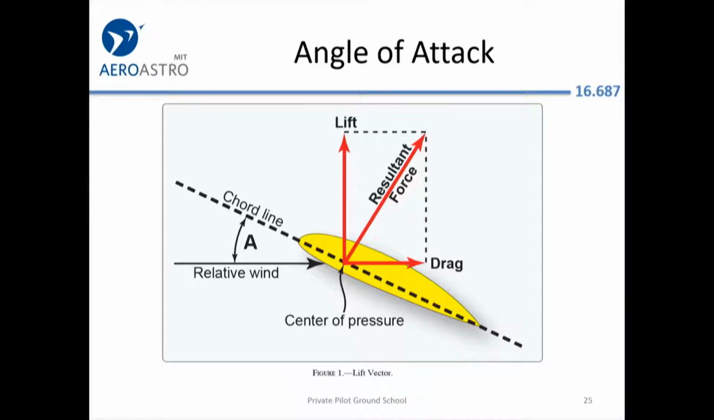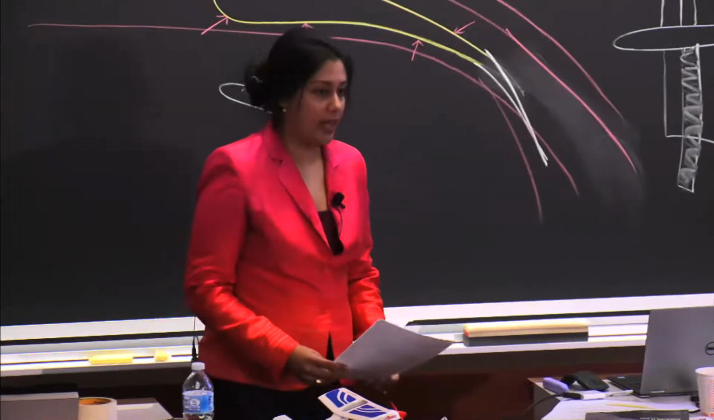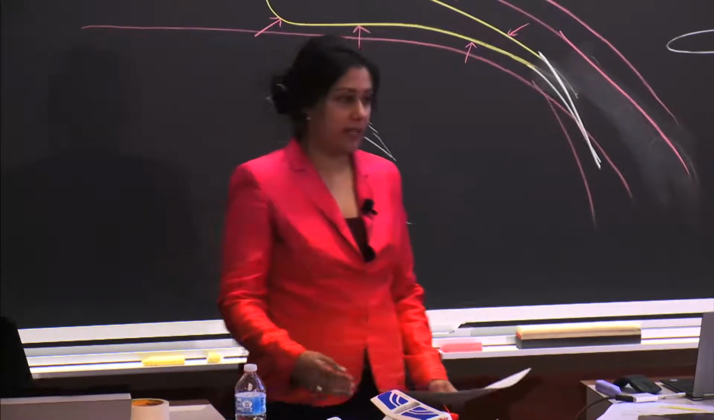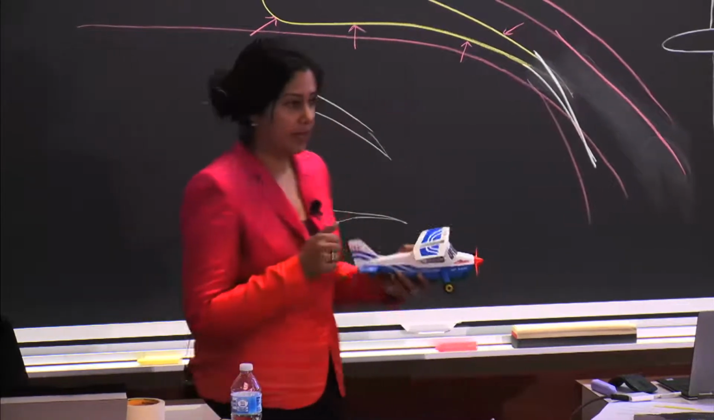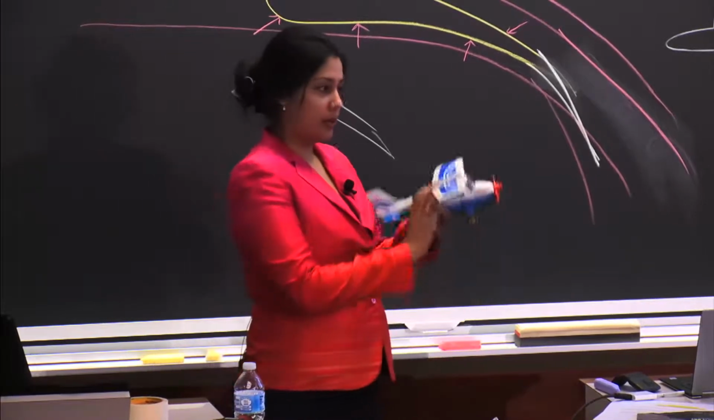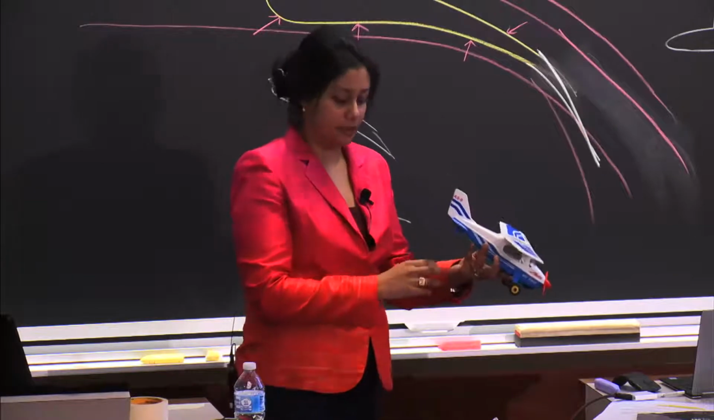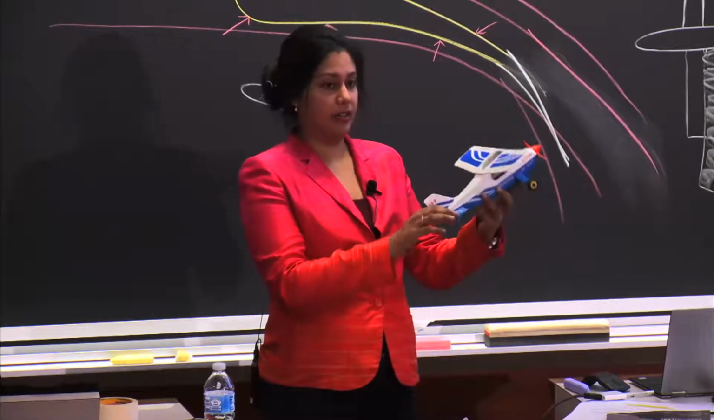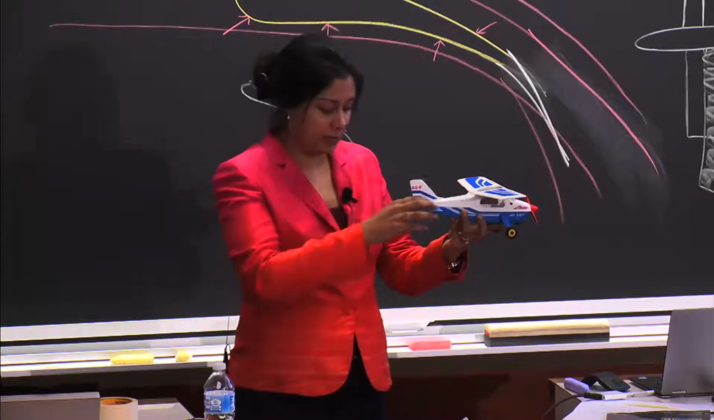So you can actually control the angle of attack in a number of ways. One of the ways that we talked about is pitching down. So pushing your yoke forward causes the airplane to pitch down, and it does that by changing the elevator at the back of the airplane. We'll describe that in more detail.